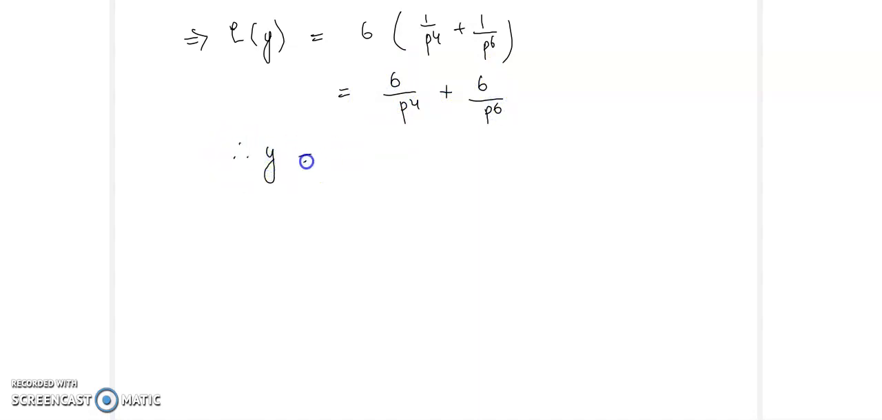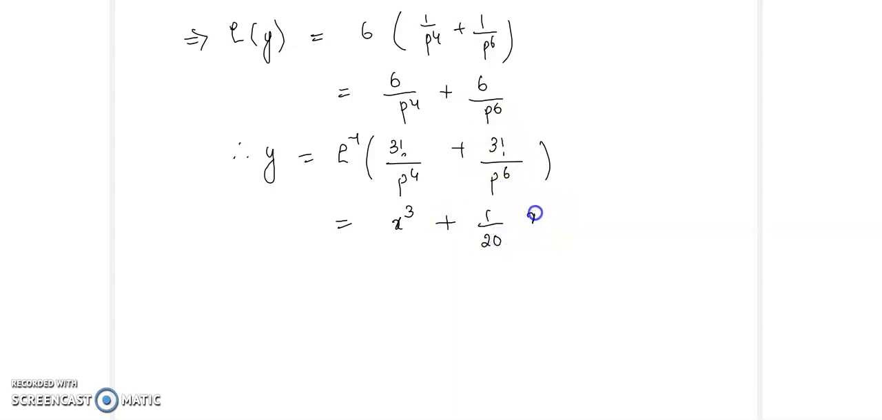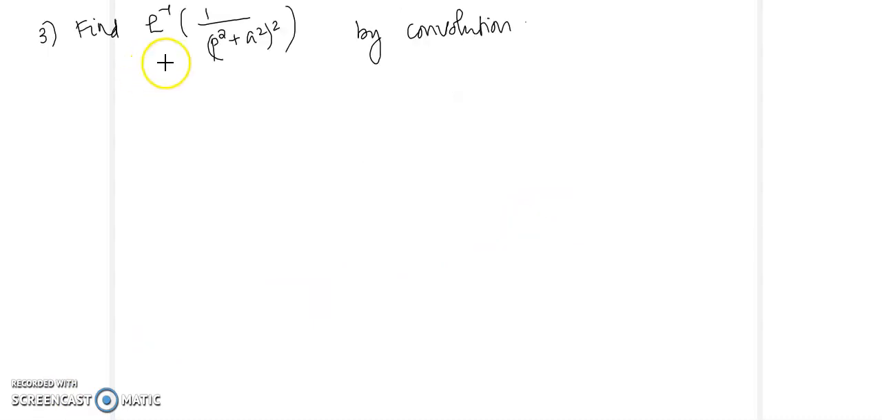So therefore y will be L inverse of 3 factorial by p raised to 4, plus 3 factorial by p raised to 6. So when we take the inverse transform, this will be x cube. Here it should be x raised to 5 that comes. So you will have 1 by 20 x raised to 5. So that is the required value of y. Now let us look at one more problem.